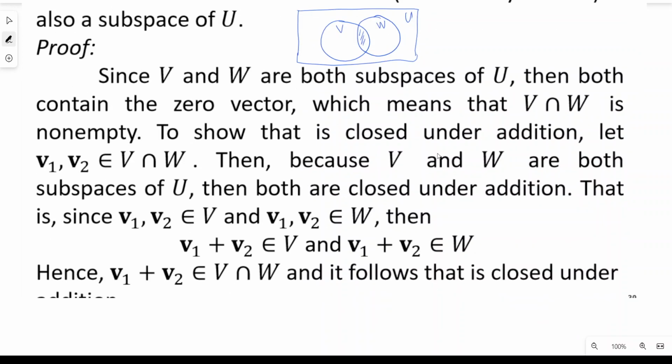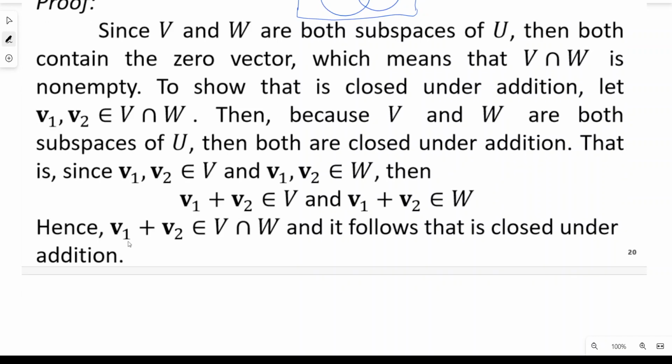To show that it is closed under addition, consider two vectors, v1 and v2, in the intersection of V and W. Then V and W are both subspaces of U, so that they are both closed under the vector addition of U. Meaning to say, v1 and v2, being elements of this intersection, should also be elements of V and W separately, right? So the sum v1 plus v2 is in V, being a vector subspace, and v1 plus v2 is also in W, being a vector subspace. Meaning to say, v1 plus v2 is a common element of V and W. That would mean that v1 plus v2 is also in the intersection. So what we have shown here is that v1 and v2 are two elements in the intersection of V and W, and their sum v1 plus v2 is also in the intersection of V and W, so that V intersection W is closed under addition.